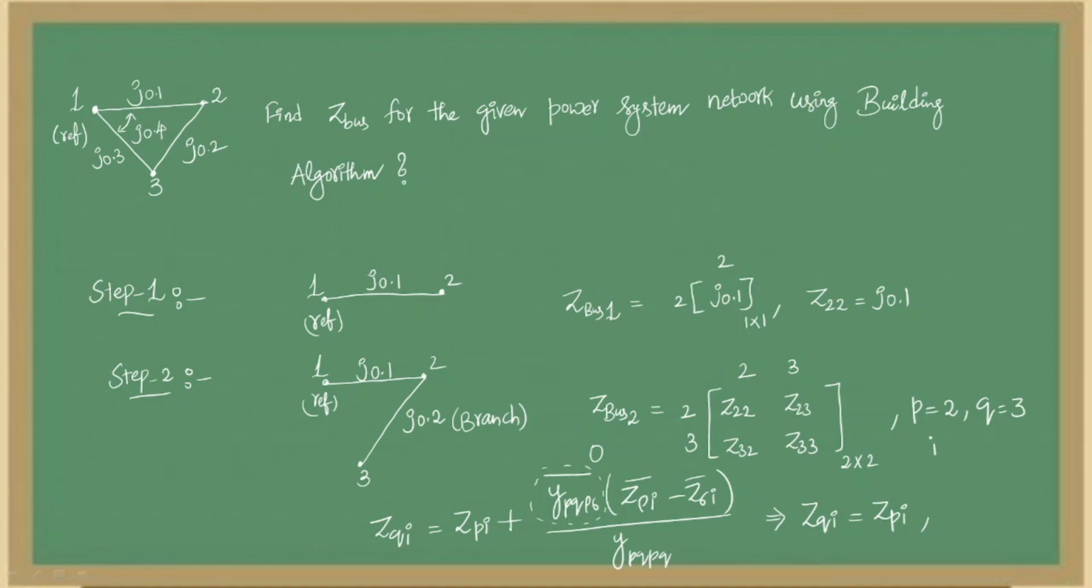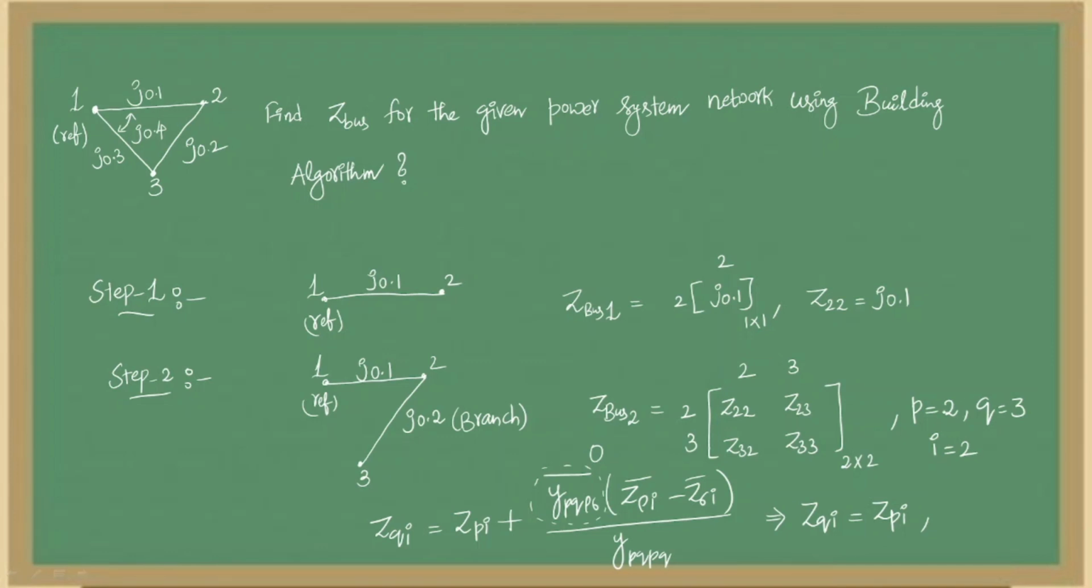And what is I? I values must be considered based upon the previous partial network. In the previous partial network, I is 2. Because 1 is reference, we need to start from 2. So I is equal to 2.